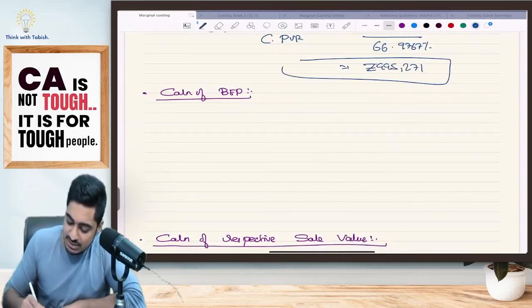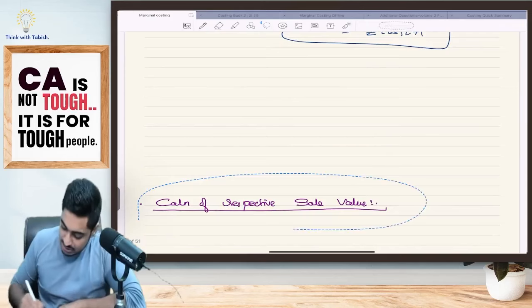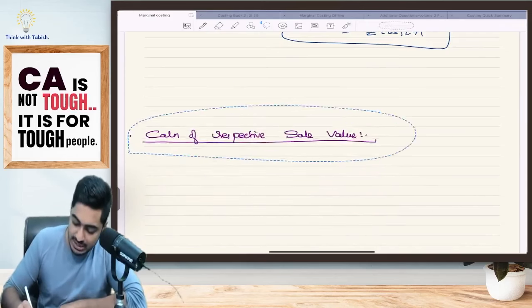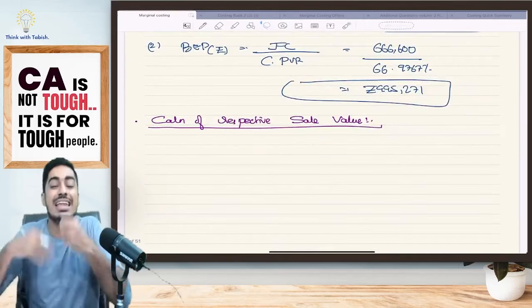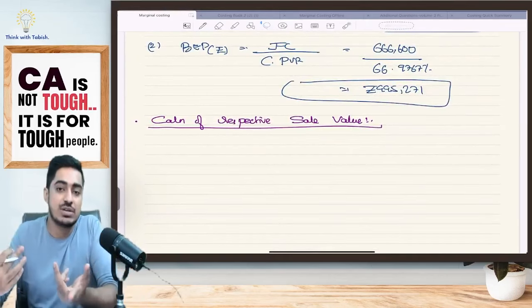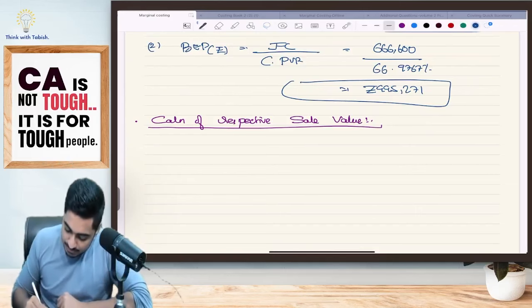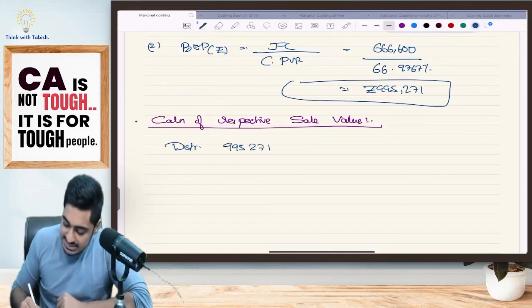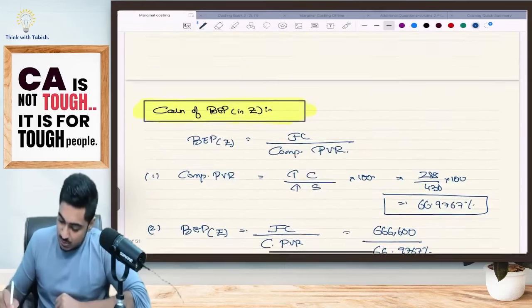Now tell me, this is the total sale value. I want to calculate the respective sale value. Yes or no, everyone? Yes, sir. How do I calculate the respective value? Simple. This is the total sale value. In which ratio I will distribute? In the ratio of sale value. That means distribute 995,271. This is sale value, rupees, in the ratio of respective sale value.